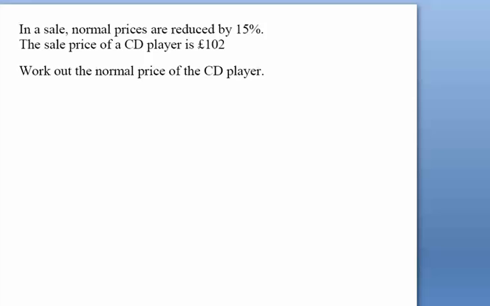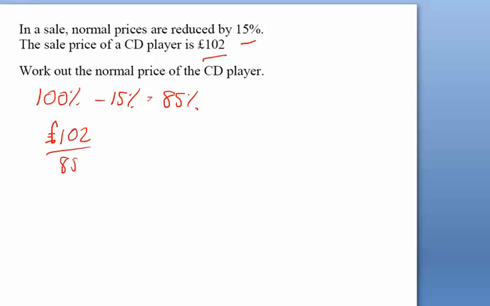Here's another reverse percentages question. This time, prices are reduced by 15% and the sale price is £102. So it's 100%, take away the sale, which is 15%, which gives me 85%. So £102 is 85% of the original price. So it's 102 divided by 85 to find 1% and times 100.